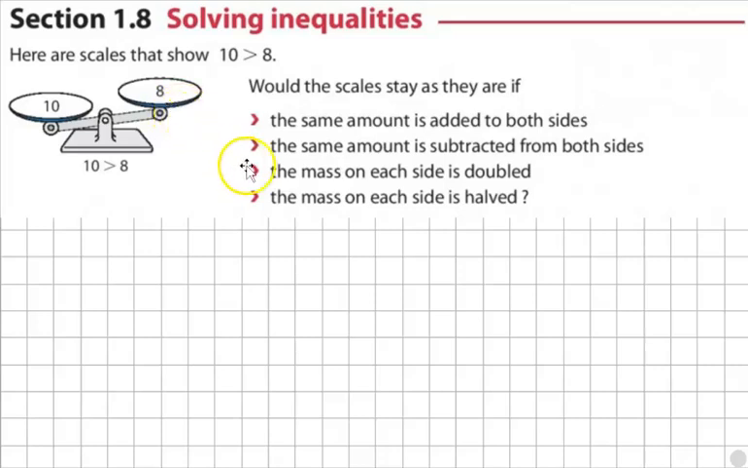Would the scales stay the same if the same amount is subtracted from both sides? So let's say we minused 3 from the 10 and we minus 3 from the 8. Would they stay the same way? Would the left-hand side be lower than the right-hand side? Would the scales stay as they are if the mass on each side is doubled? So if we multiplied by 2 and multiplied by 2, would they stay the same? And would the scales stay as they are if the mass on each side is halved? So if we divided by 2 on the left and divided by 2 on the right.